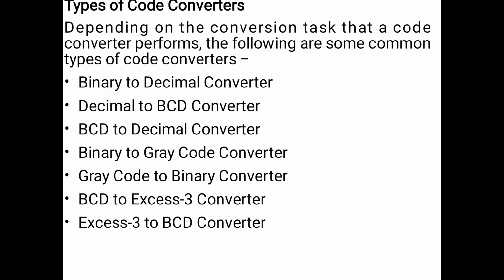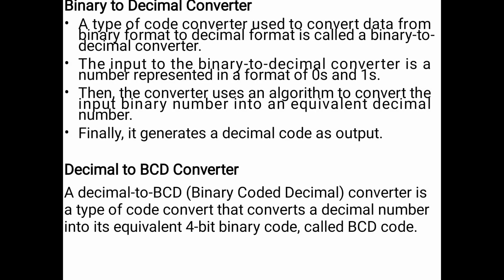Types of code converters. Depending on the conversion task that a code converter performs, the following are some common types of code converters: binary to decimal converter, decimal to BCD converter, BCD to decimal converter, binary to gray code converter, gray code to binary converter, BCD to XS3 converter, XS3 to BCD converter.